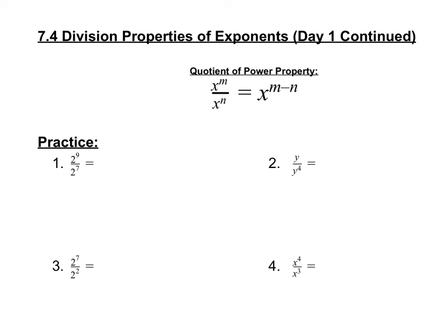All right, here we have the practice problems for 7.4. So we're gonna just go through them pretty quickly. So number one, we have 2 to the 9th over 2 to the 7th.